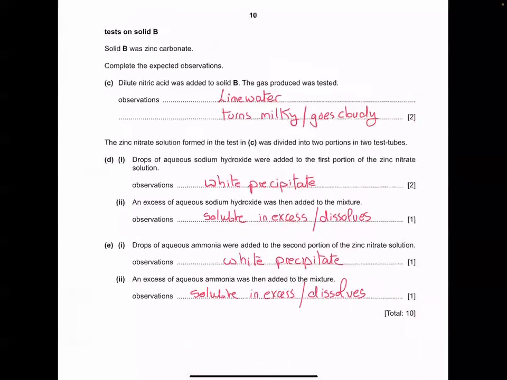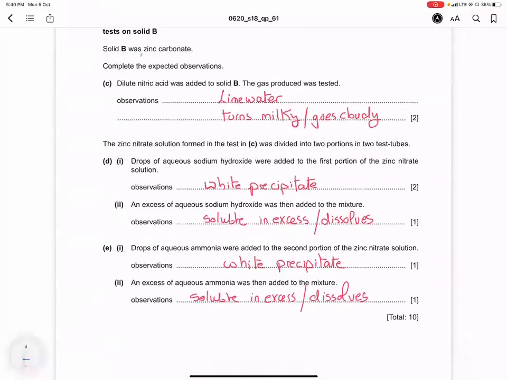Test on solid B, which is zinc carbonate. He already gave you the cation. So you tell yourself, I have the cation, which is zinc. I have the anion, which is carbonate. Dilute nitric acid was added to solid B. The gas produced was tested. Acid on a carbonate always releases carbon dioxide, which is tested by lime water, okay, which turns milky or cloudy. Then he's testing for the cation, the zinc, okay?